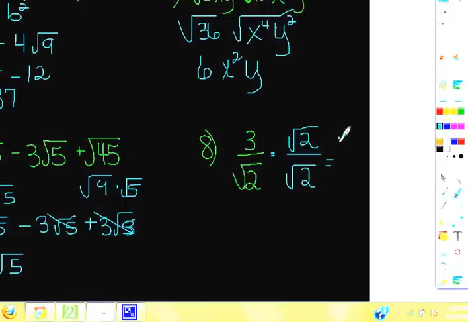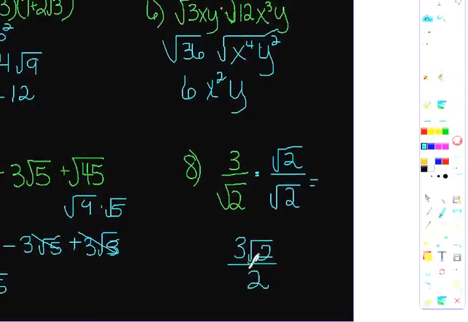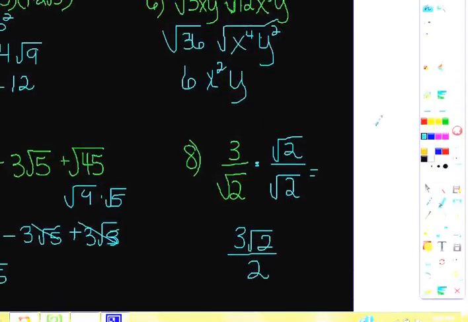And when you multiply your numerators, you get 3 root 2 in the numerator, and in the denominator you get the square root of 4, and the square root of 4 is 2, and so that would be your final answer. You've taken care of the problem with a radical in the downstairs.